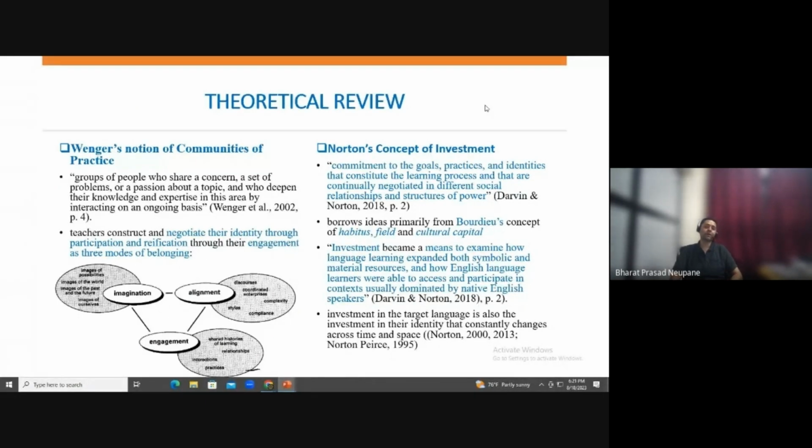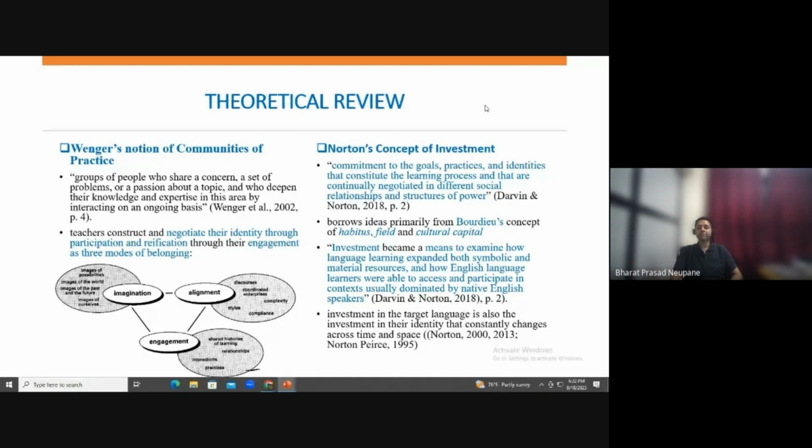And for the exploration of teacher professional identity, these theories of Wenger's notions of communities of practice and Norton's concept of investment become pertinent. After the rigorous analysis of the literature and the theories used in teacher professional identity, I came to realize that these two theories become pertinent to this study. Wenger defines these communities of practice as a group of people who share a concern, a set of problems, or a passion about a topic, and who deepen their knowledge and expertise in this area by interacting on an ongoing basis.